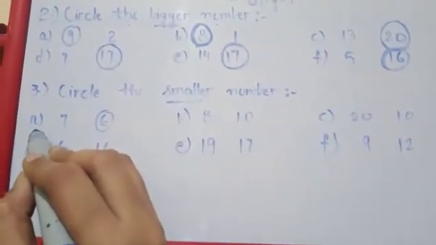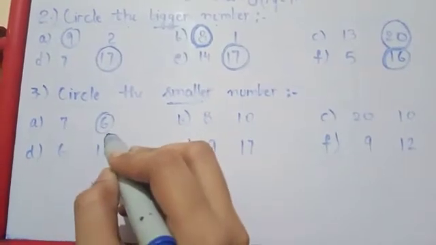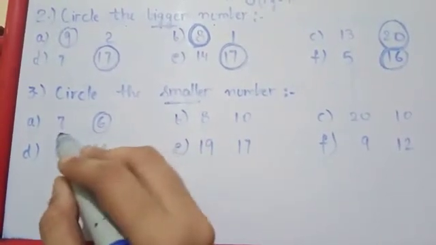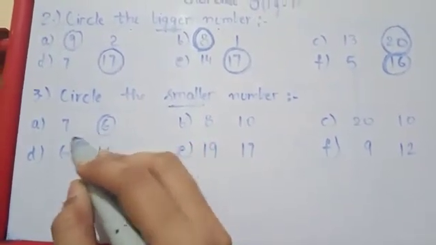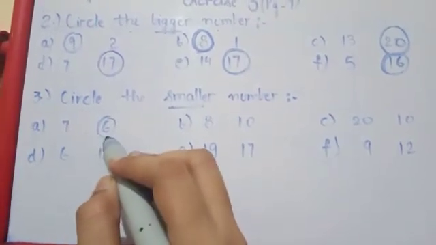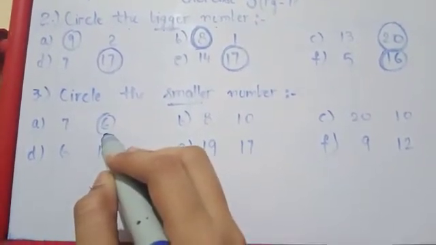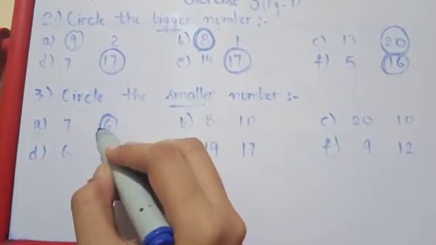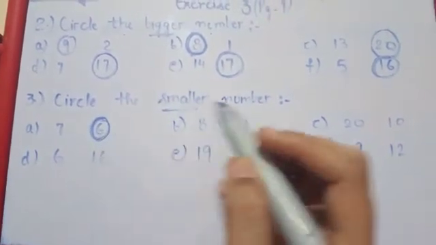Now come on part A. 7 and 6. One example is given in your book. It's already done. 7 and 6. कौन सा number smaller है? Yes, 6. That's why 6 is already circled.